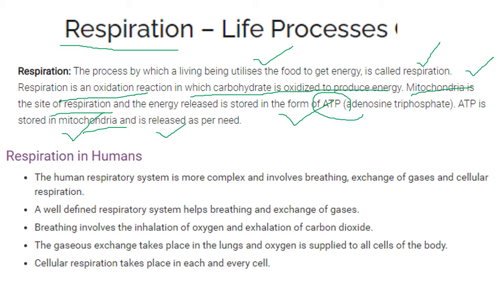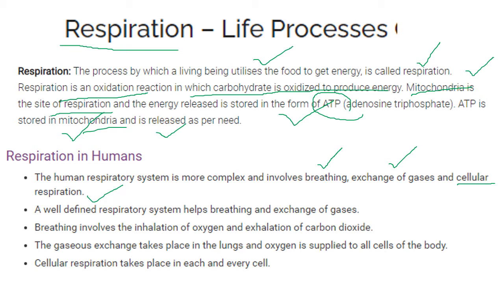Let's talk about the respiration in humans. So human respiratory system is very complex, in which it involves the breathing, the exchange of gases, as well as the cellular respiration. Okay, breathing means breathing in of oxygen, breathing out of carbon dioxide. Exchange of gases means inside our body there are certain parts which undergo the exchange of the gases, and when there is exchange of the gases, then we will talk about the cellular respiration.